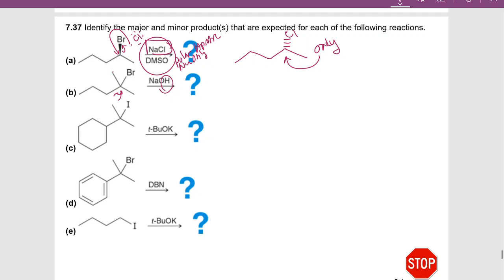So for E2, we can eliminate at either one of these end beta hydrogens, and that would give us the same product, which is going to be, I'll go ahead and draw it, this. That would be one of those. If we put the double bond up on the top, it wouldn't matter, it would be the same thing. Or we can eliminate at this beta position, and what's that going to give us?